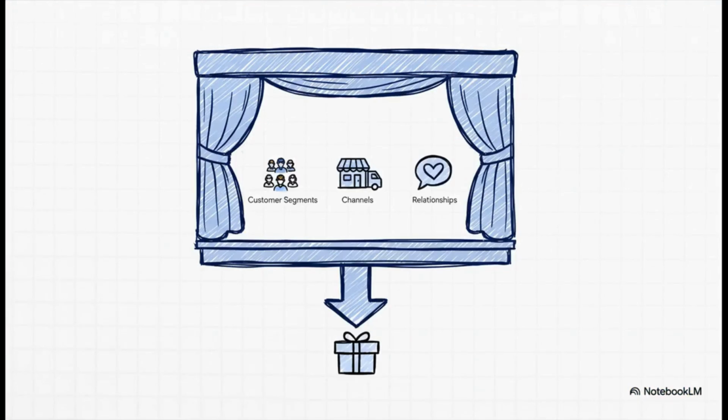So, the right side of the canvas, think of that as your front stage. It's everything the customer actually sees. It all starts with your customer segments. Who are you creating value for? Then your channels. How do you reach them? And your customer relationships. What kind of vibe do you have with them? Right in the middle, the heart of it all, is your value proposition. The thing you offer that solves their problem.